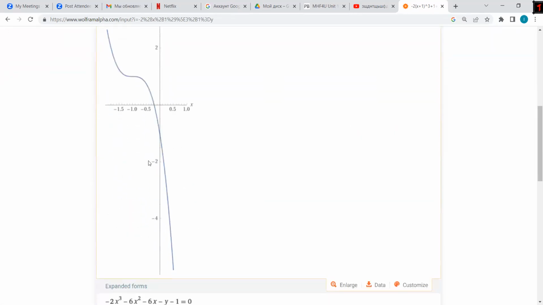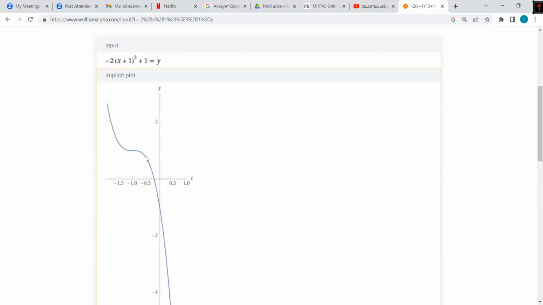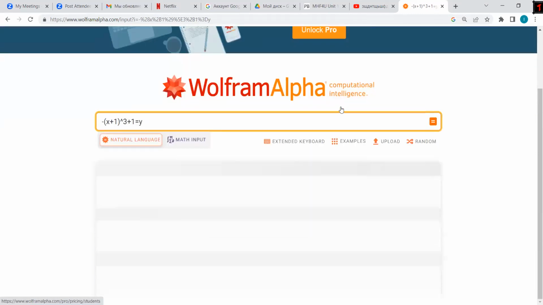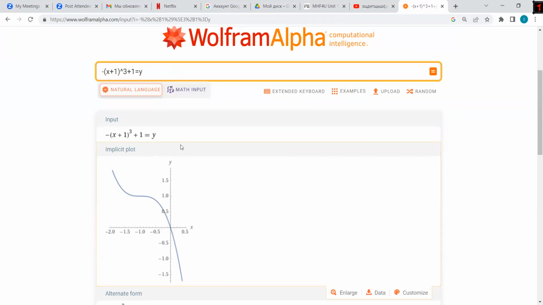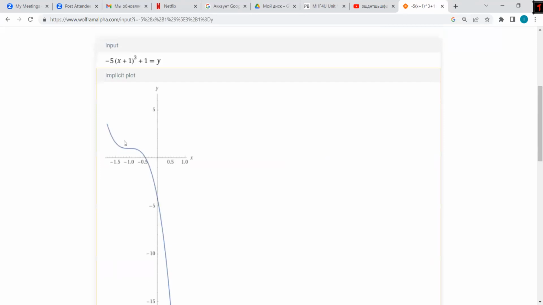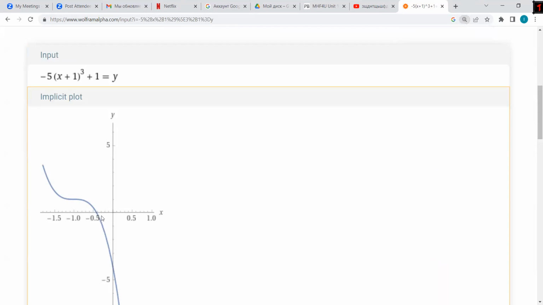So -2, and we can see that the graph is actually becoming steeper. Let's see if it was negative, just -1. You see the curve is kind of clumsy, stretching a lot. While when we put, for example, -5, we're going to see that the graph is becoming more intense. Here, it's passing the x-axis at x equals -0.5.